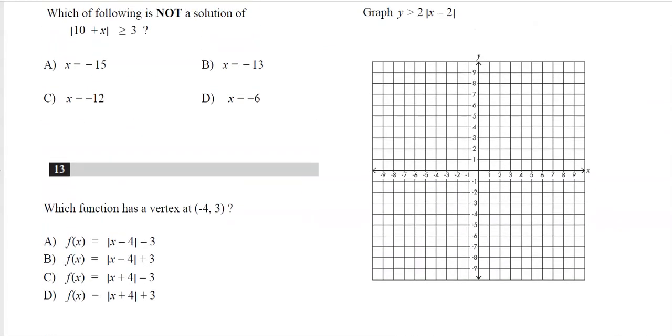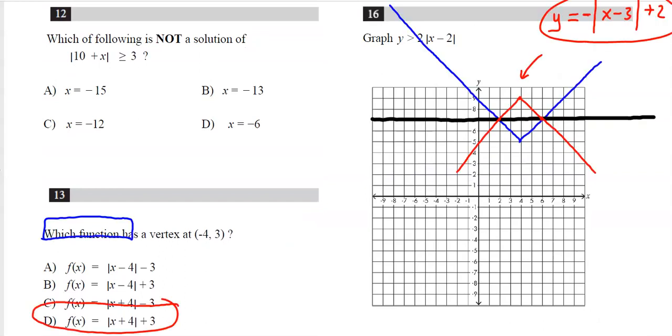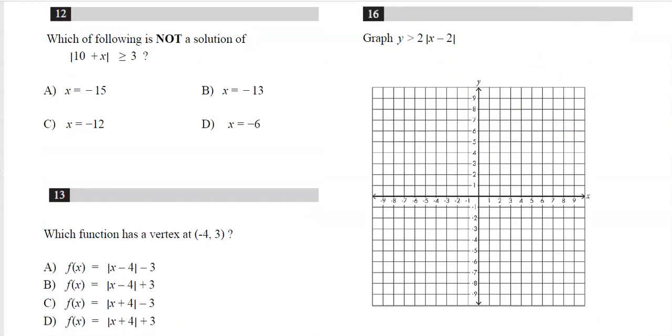All right, number 16, graph this absolute value inequality. So right away, we know that there's going to be some shade that has to happen, and we know it's an absolute value, so we're going to have some sort of a V. So we got to shade and do the V. And then we also got to remember that this is going to be a dotted line.